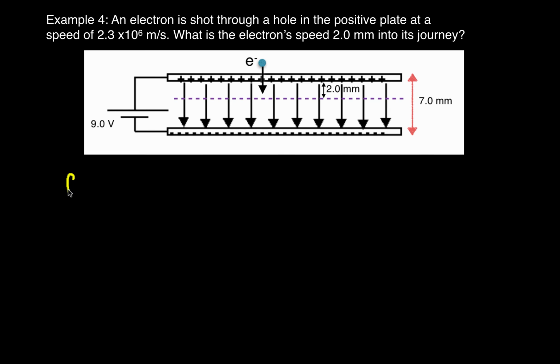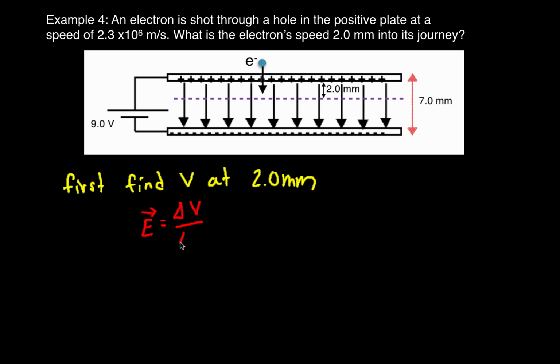The first thing we need to do is find the voltage at 2 millimeters. To do this, we start by finding the electric field. The electric field is equal to change in voltage divided by its corresponding change in distance. We can use the battery's voltage and the plate separation distance of 7 millimeters, which is 0.007 meters, which gives us an electric field equal to 1,285.7 newtons per coulomb.